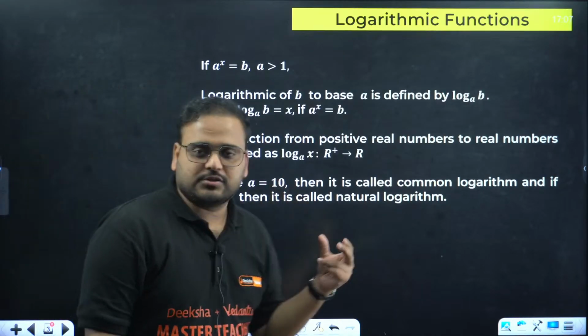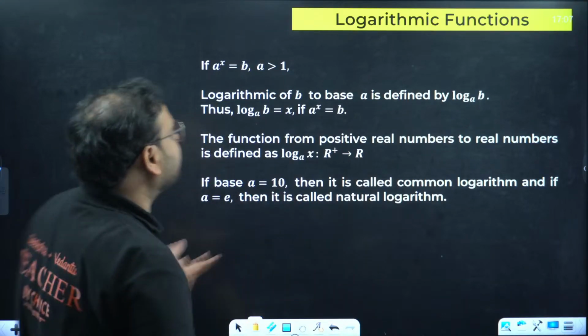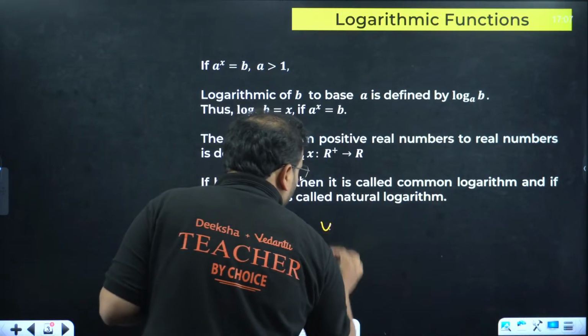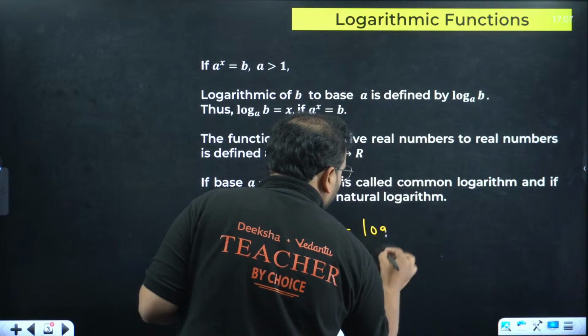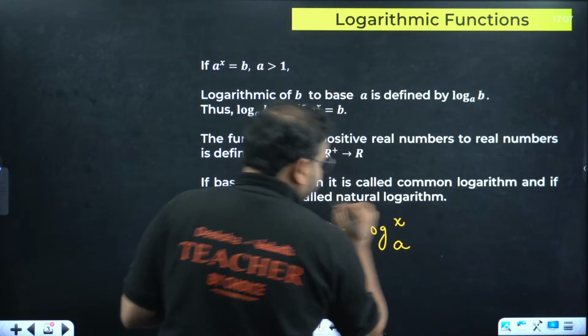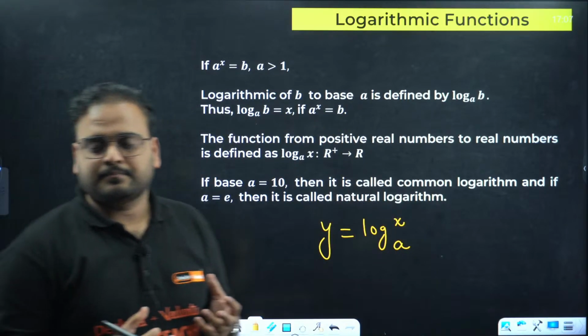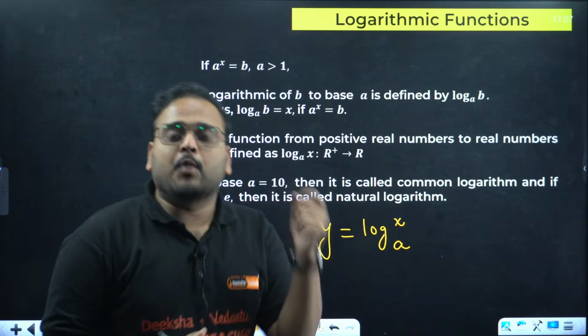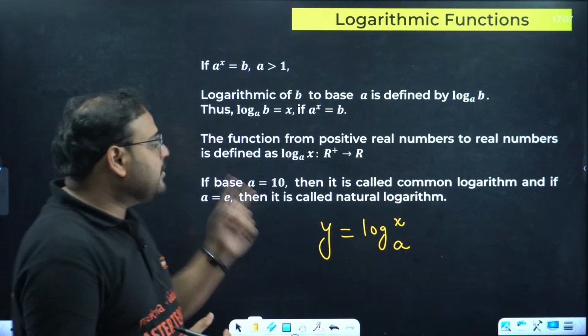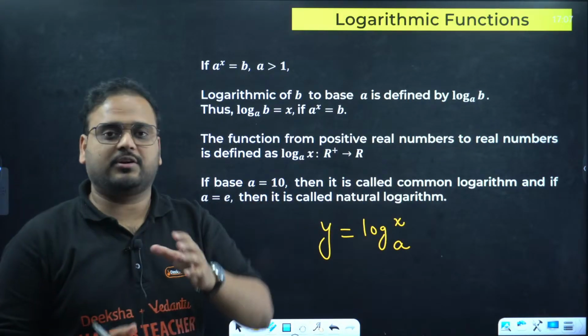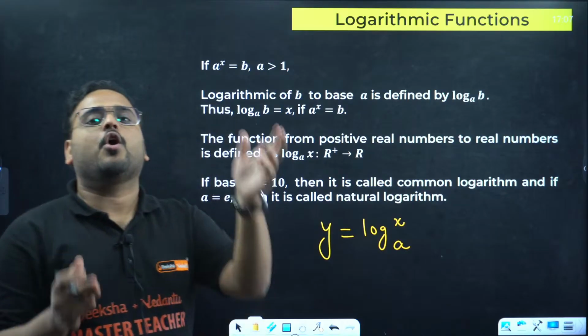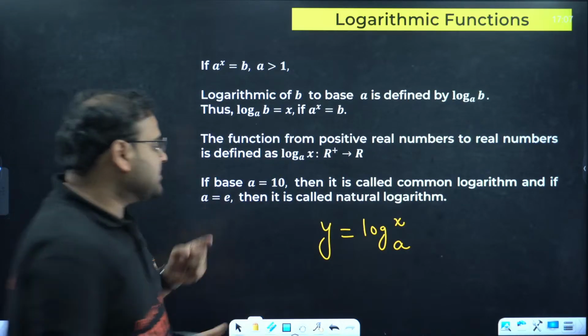Start from the log functions. What is the standard form? How do you write it? So write the log function like this: y equal to log of x with the base a. Okay, this is a monotonic function, means it has a unique nature. It is either only decreasing or only increasing.